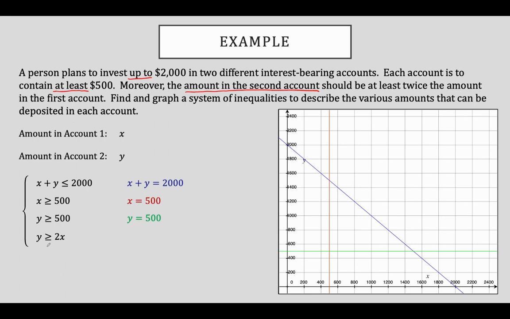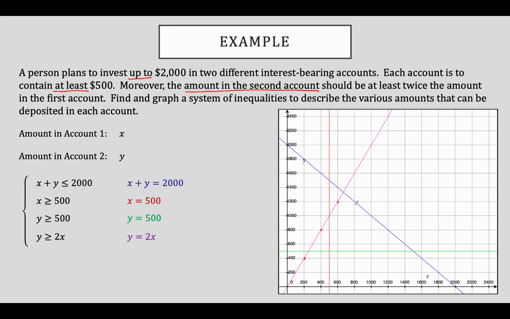And finally, we need to graph the line y equals 2x. This is a line that passes through the origin and has a slope of 2. That means we go up 2 over 1, up 2 over 1, and keep going. All right, and so we connect the dots there, and we have our last line.